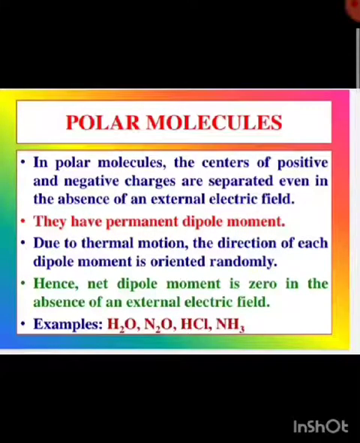These are called polar molecules, which we have studied already. In polar molecules, the centers of positive and negative charges are separated even in the absence of an external electric field. They have a permanent dipole moment. Due to thermal motion, the direction of each dipole moment is oriented randomly. Hence, the net dipole moment is zero in the absence of an external electric field. For example, H2O, N2O, HCl, NH3.